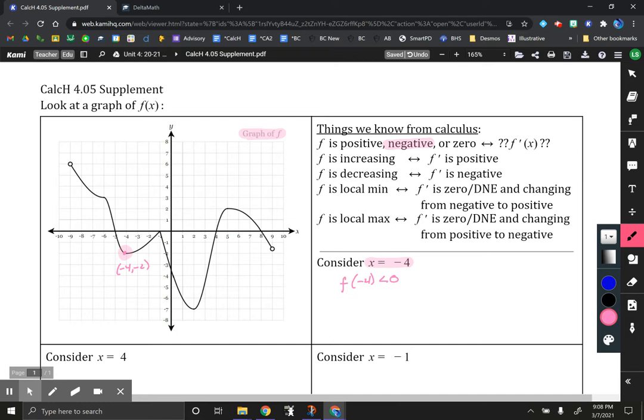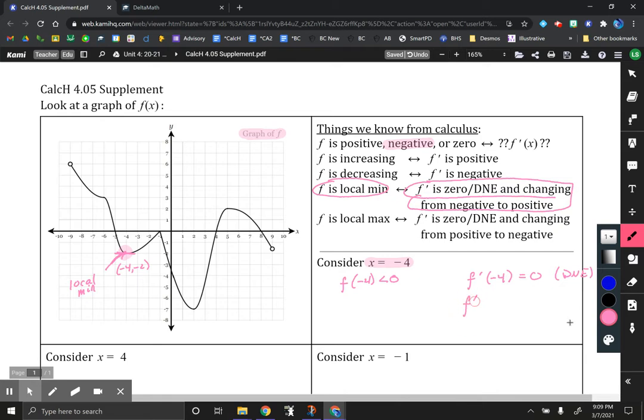Now, if we also take a look at what kind of behavior is going on with f of x at x equals negative 4, it appears that we have a local min happening here. So we're not increasing, we're not decreasing, we're actually having a turning point with a local min. So if f of x has a local min, we also know that f prime is either 0 or does not exist, and then changing from negative to positive. So f prime at negative 4 will be equal to 0 or does not exist. But in this case, we can see that there's a horizontal tangent line, so we know it'll be 0.